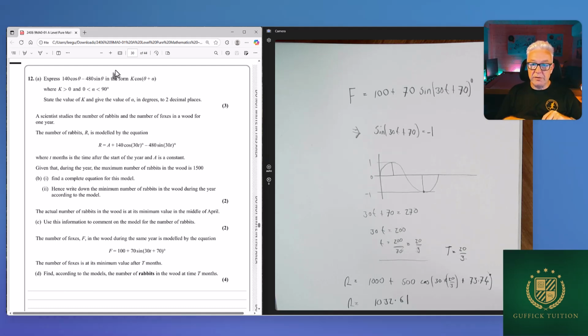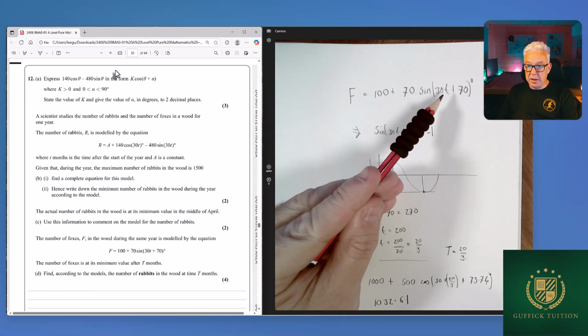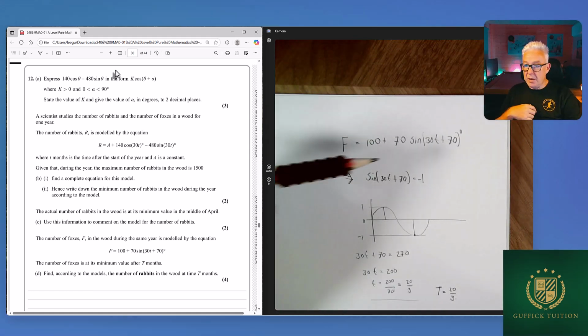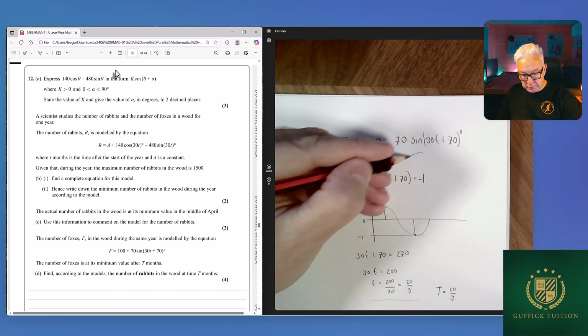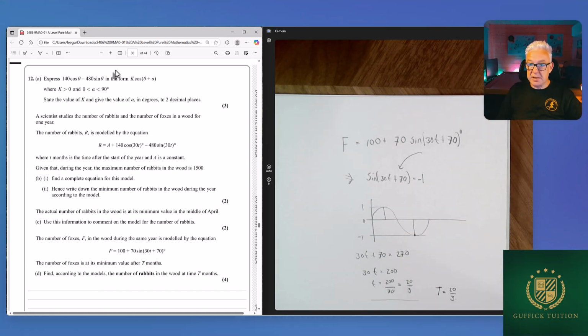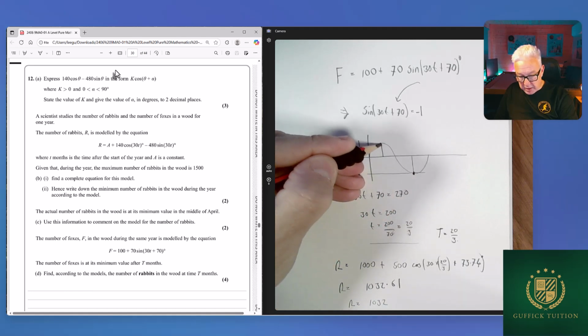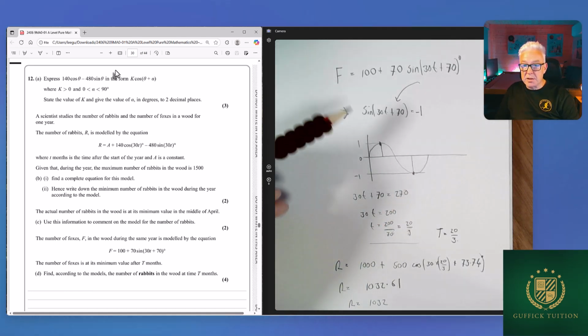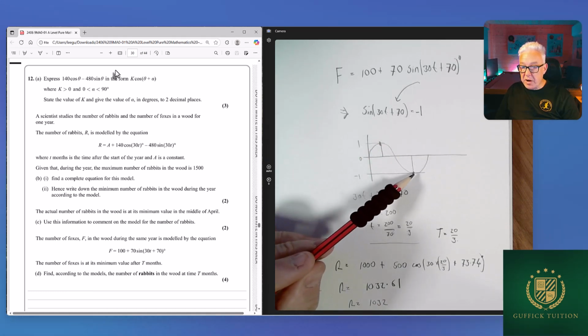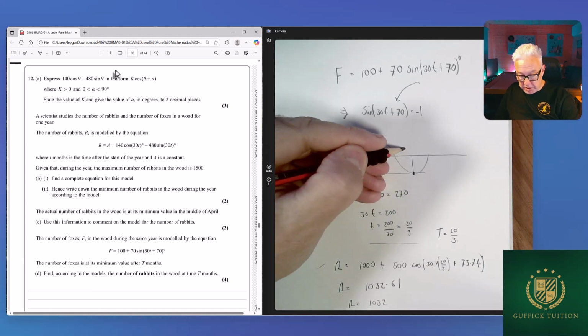Step 1 is we need to find the value of t when the number of foxes is at its minimum. The number of foxes will be at its minimum when this expression, sine of 30t add 70, is equal to minus 1, okay? So we just need to solve sine of 30t plus 70 is equal to minus 1. Drawing the graph is always the best way to go. I'm not a big fan of that CAST diagram. So from my sketch, we can see that the minimum occurs at 270 degrees.